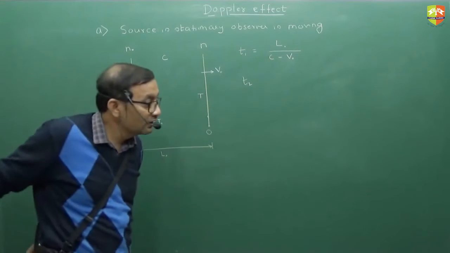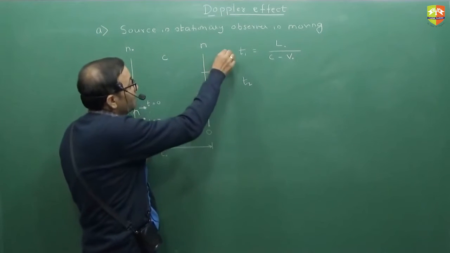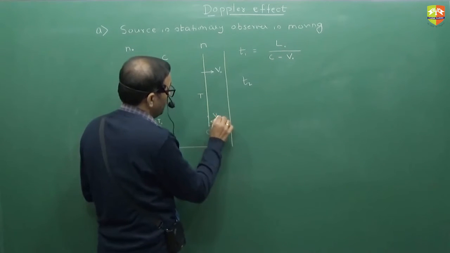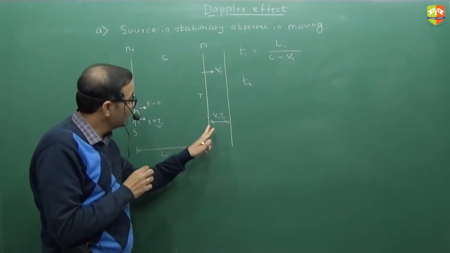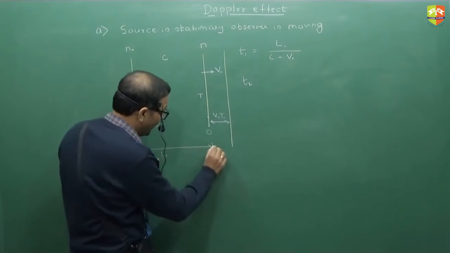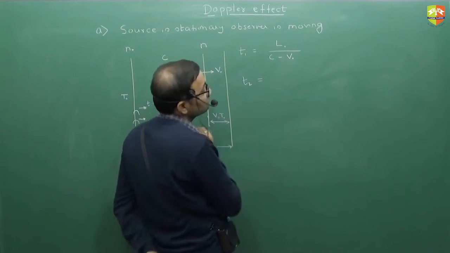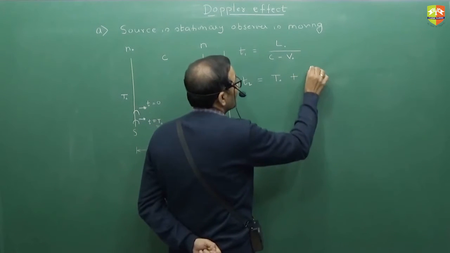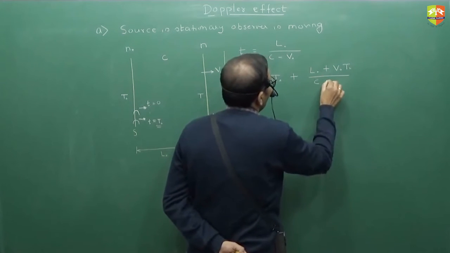See, by the time the next pulse starts, the distance between them grows by a distance of V naught t naught. Yes or no? By the time the next pulse is thrown from this side, the observer will move a distance of V naught t naught. So now the distance becomes L naught plus V naught t naught. So t2 will be what? It's t naught, the time that has already gone, plus L naught plus V naught t naught divided by C minus V naught.